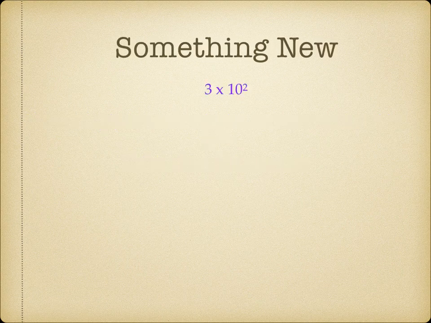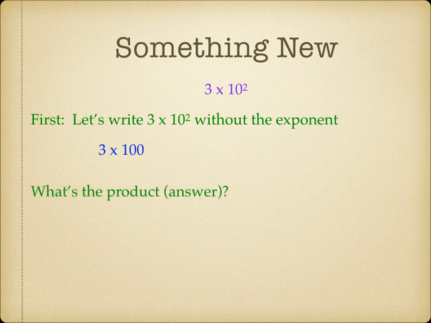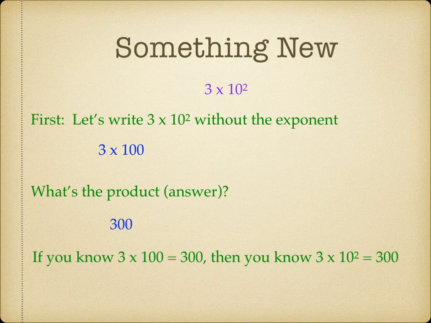So here we have 3 times 10 to the second power. The first thing I want us to do is think about how can we write 3 times 10 to the second power without the exponent? Well, we would keep the 3 the same, and 10 to the second power is 100. So we can write it as 3 times 100. What's the product or the answer of 3 times 100? Well, that's 300. So you can say that if you know that 3 times 100 equals 300, then you know that 3 times 10 to the second power equals 300.